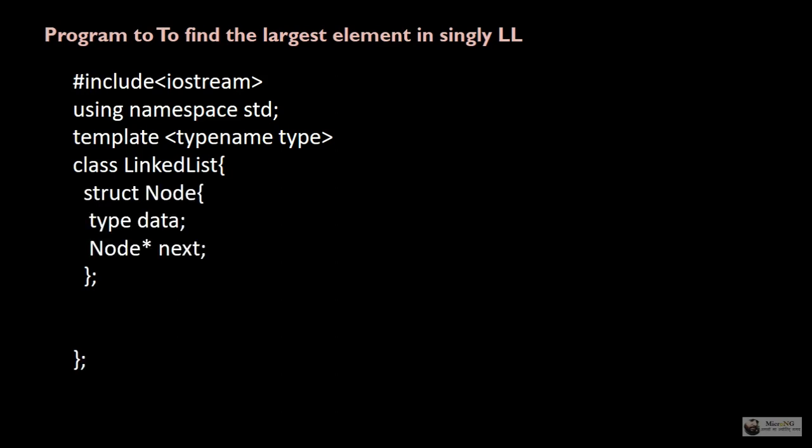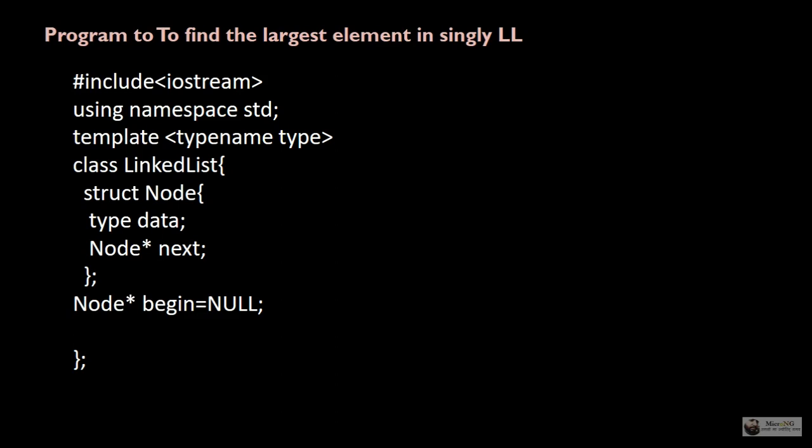So first we need to create a node structure. The node structure will consist of two parts. The first will be a data where we can keep the data, and the second will be a node pointer which can point to the next node. So we have created the structure of a node which consists of two details. First is the data of the node and next is the pointer which can point to another node.